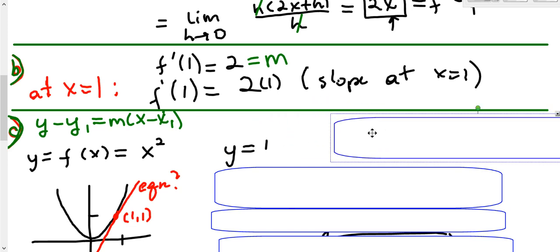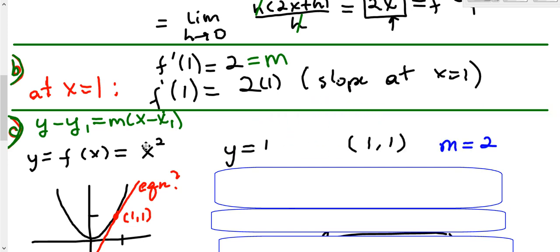So y is 1 because we plug 1 in for x. Since they told us x was 1, y is the same as f of 1, right? So y equals f of 1. To get y, always go to your original function, not the derivative, and plug in your given x. In this case, the function was a squaring function, and we're getting 1. So this is our y, and this is our given x value. Think of this as x sub 1, y sub 1. Some books will call it x sub 0, y sub 0. It doesn't matter. We have a specific point.